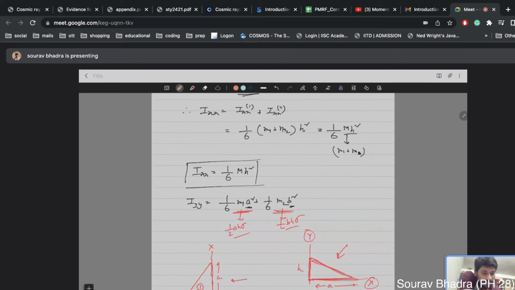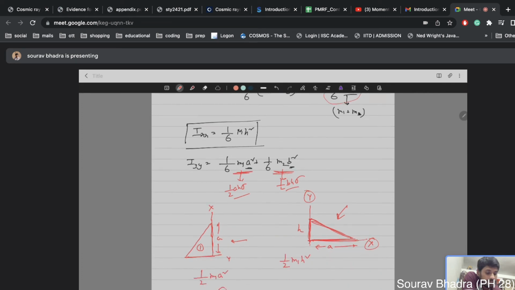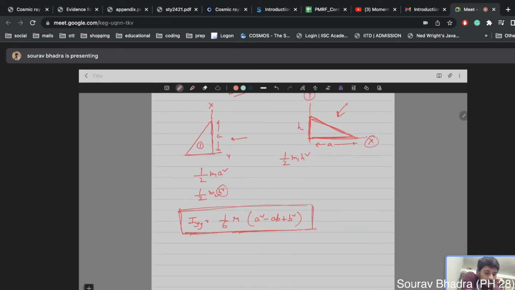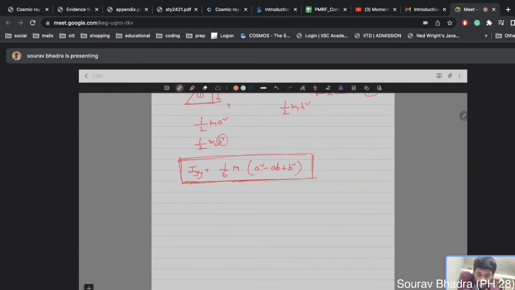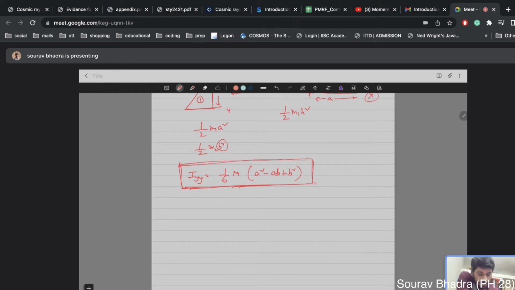So for Ixx it was 1/6 capital M h square, where h is the height with respect to the x axis, always remember that, and M is the total mass. And here Iyy is 1/6 M (a square minus ab plus b square), where a and b are the bases of the two portions 1 and 2. So try to visualize the image also. Okay, so this is the result. Now we have done it for a particular lamina.